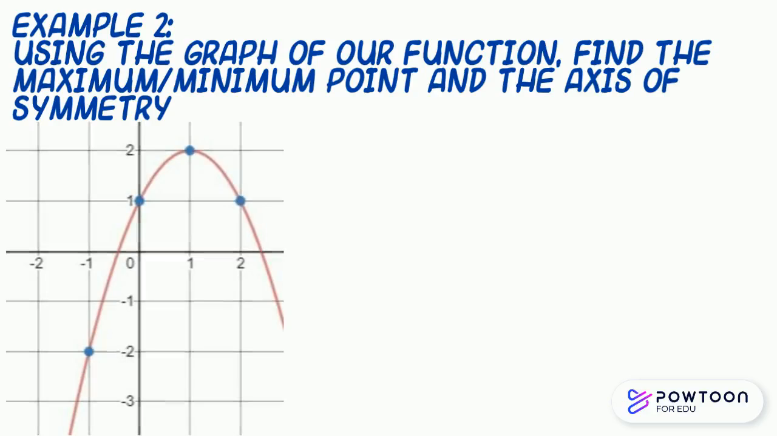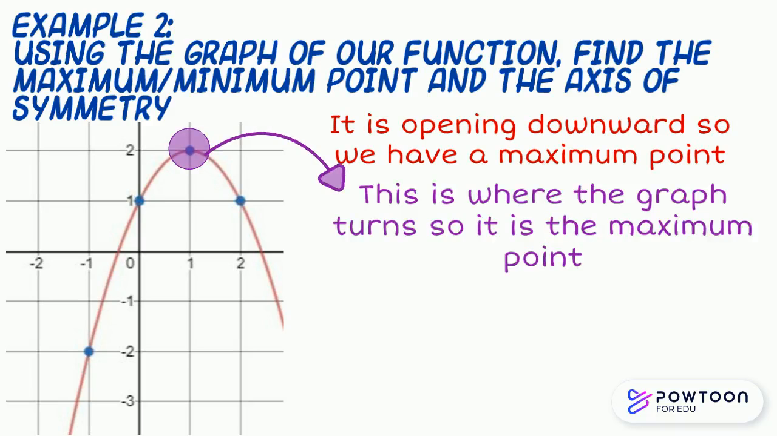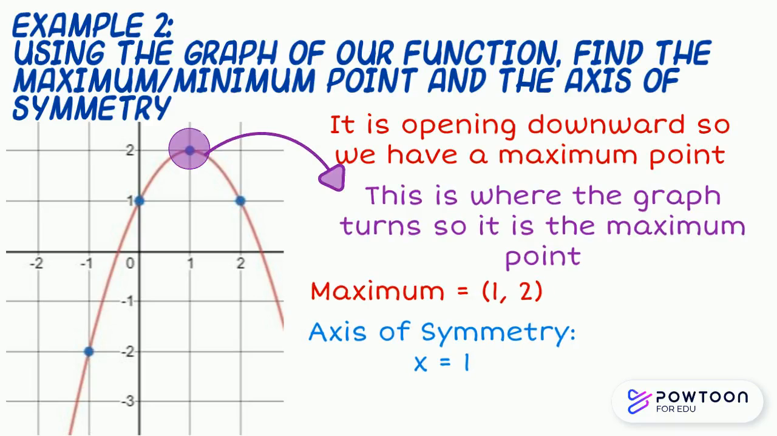The last thing we're going to do in this example is to find out the maximum or minimum point as well as the axis of symmetry. We can see that our parabola is opening downwards, so we're going to have a maximum point. It's that top point at (1, 2), so our maximum is at (1, 2), and that means the axis of symmetry is x equals 1.